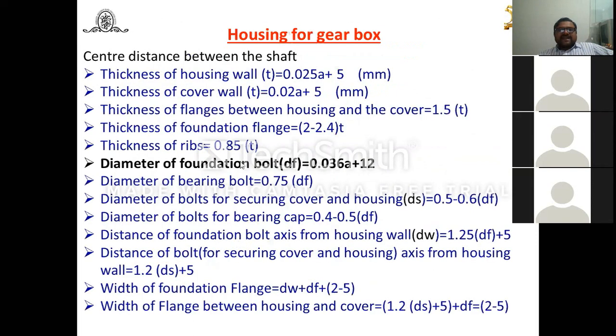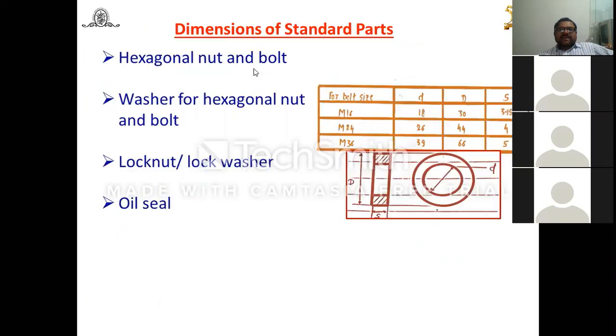So that's why the standard dimensions, the pitch dimensions, then root or crest or head dimensions of hexagonal nuts and bolts are given in the data book. By referring to that, you can select standard nuts and bolts. Then second, if you are going to use a nut and bolt, a washer is required to distribute the pressure uniformly after tightening it. Again, you have to select the washer.